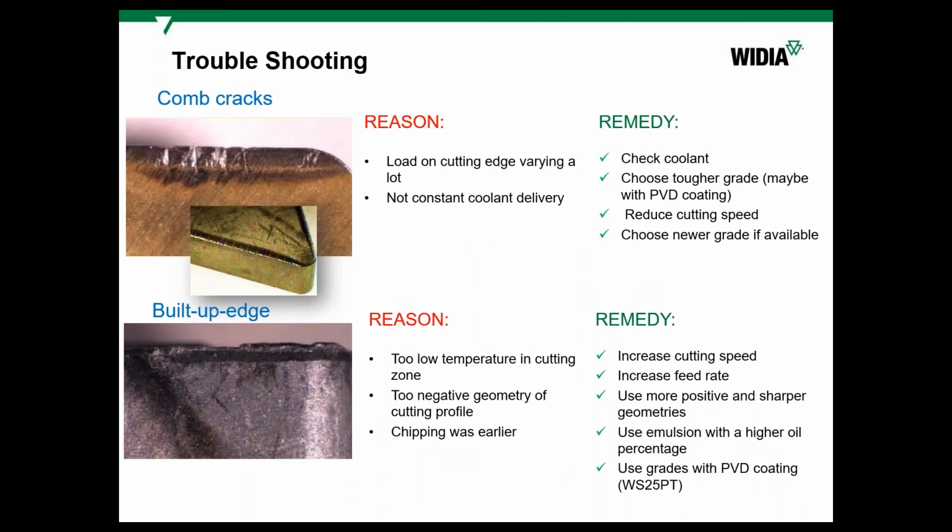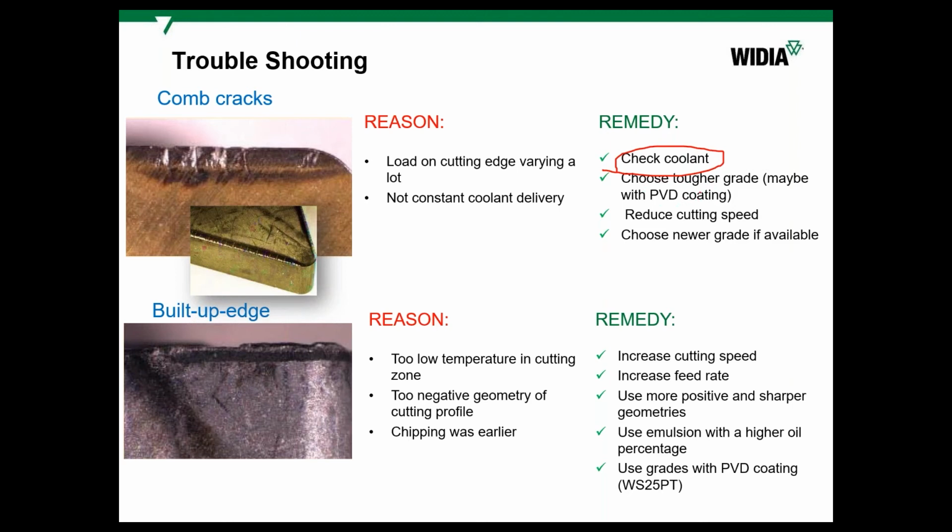Comb cracks or thermal cracks can occur when the contact or load is very interrupted or varying a lot. On stainless steel, sometimes it happens on steel too. So usually we need to check the coolant, because it's a thermal crack, and we should keep the thermal situation constant, either higher heat or lower heat, but more or less constant. Choose a tougher grade if it's not possible to avoid by coolant, or turn off the coolant also.